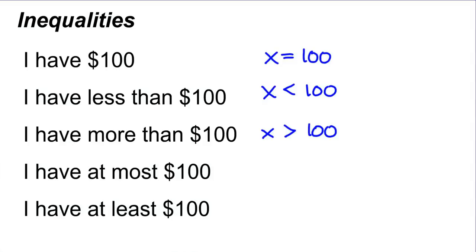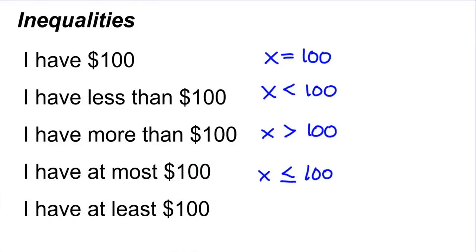Now compare that to the next 2 statements. I have at most $100. Well, that means I could have $100, or I could have less than $100. So now we need a symbol that communicates this idea. X is going to be less than $100 or equal to $100. So I could have anything that's less than $100, or I could have $100 exactly. So we use what's called the less than or equal to symbol. That's the less than symbol with a little line under it, or half of an equal sign.